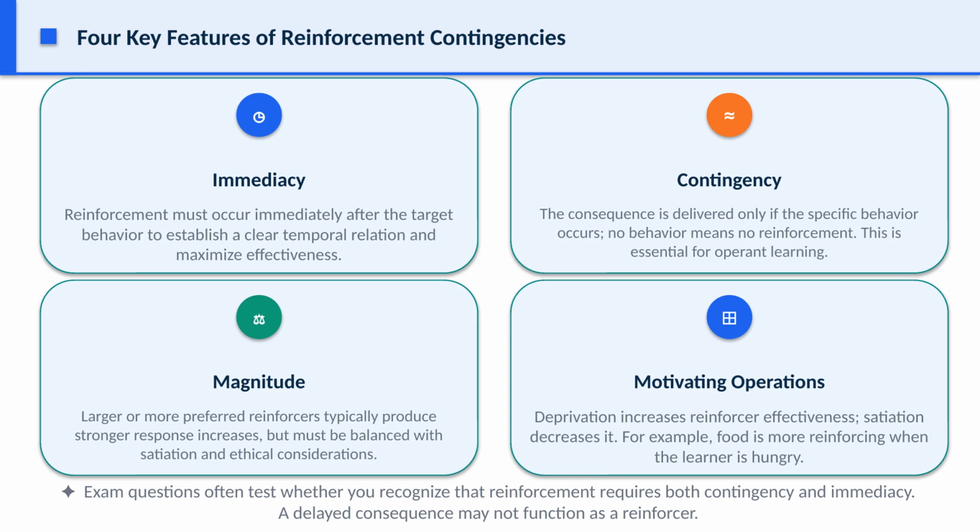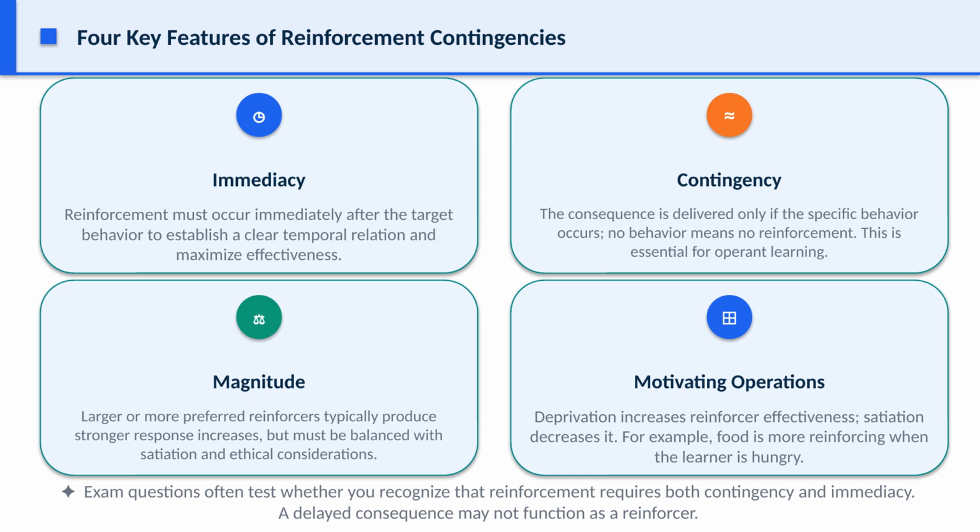This slide highlights four critical features you must evaluate in every contingency. Immediacy means the reinforcer must follow the behavior within seconds to create a clear cause and effect link. Delays weaken the learning. Contingency is non-negotiable. Reinforcement only occurs when the target behavior happens, which is what makes the response strengthen. Magnitude matters because a larger or more preferred reinforcer often produces a stronger effect, but you must watch for satiation and ethical limits. Finally, motivating operations like deprivation or satiation directly alter how effective a reinforcer is at that moment.